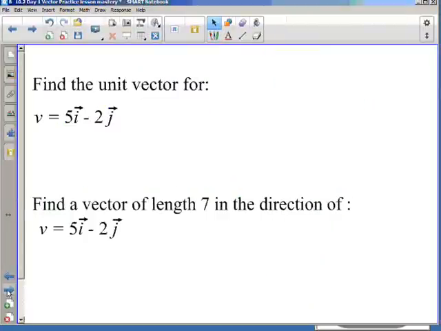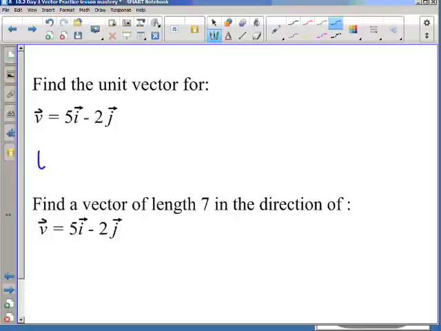So why don't you take a moment, see if you can get the unit vector, and then from there create a vector that is in the same direction as vector v, but a total of 7 units long. So go ahead and hit pause.